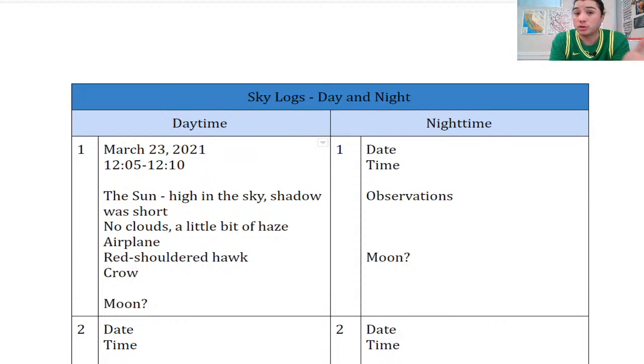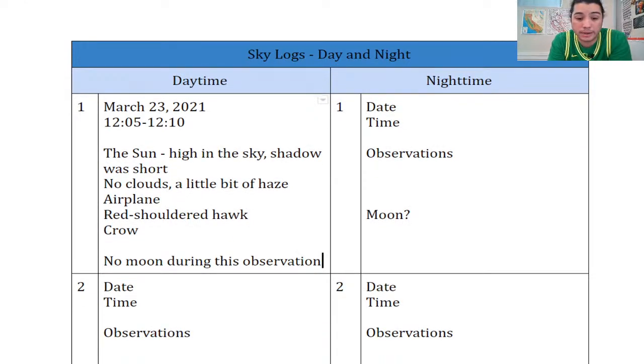Too much data is going to be better than not enough data. It's easier to take too much data and then get rid of what you don't need than it is to not have enough data and you're no longer able to recreate or get back that experience and come up with what you might have seen but you didn't write down. And then lastly, did I see the moon today? No moon during this observation. Okay, so there's my data, right?